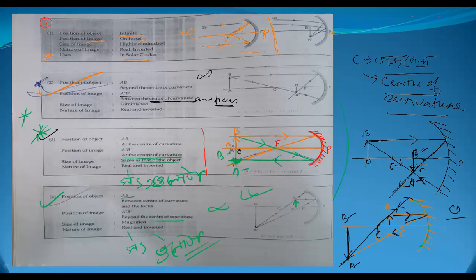Then the ray which passes through the center of curvature will again slide back. That means the path will be the same, but the direction will be reversed. That's why this one. So this is the point of intersection. This will be the magnified image. Clear, all of you? Sir, yes. Okay. Now see the next one.